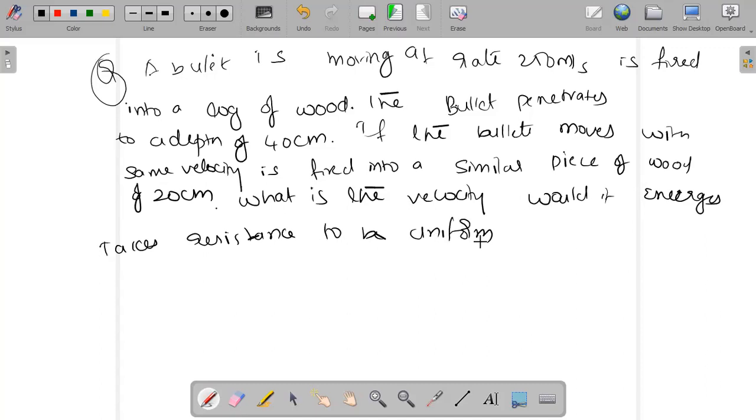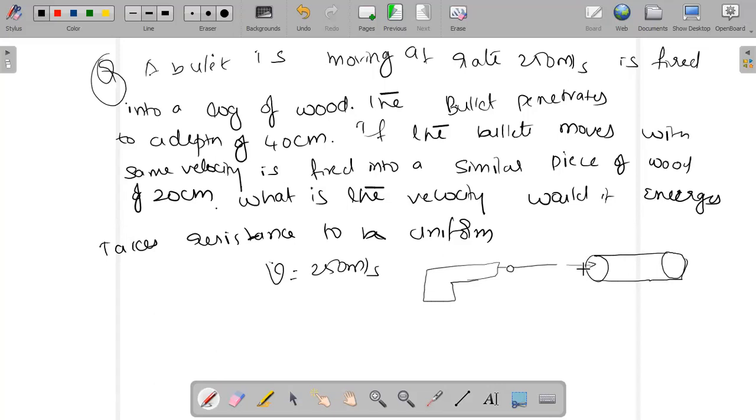So what they are asking is, let us consider the first case. The bullet is moving at a rate of 250, so they have given the velocity of the bullet v = 250 meter per second, and they are firing it into a block. Let us consider this is my gun. They are firing a bullet, and in front of the bullet they have kept a wooden block. It is entering, it travels a distance of 40 centimeter, and after this 40 centimeter, it is not coming out of the block in the first case.